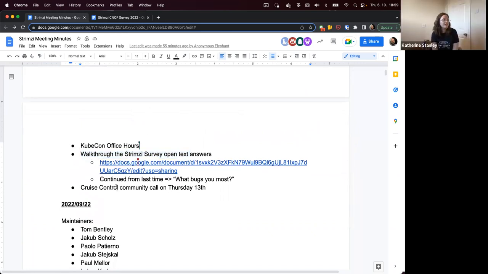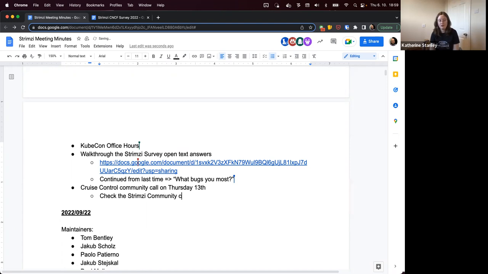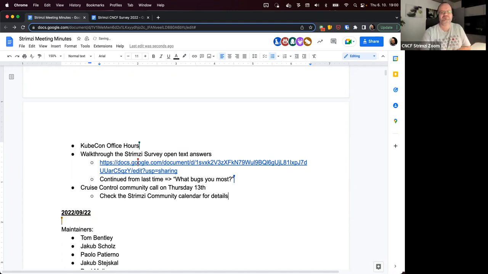And I added one more item, just for anyone who hadn't seen it: there's going to be a community call on Thursday next week, the 13th, I think, for a discussion of the current Cruise Control issues that people are working on and the status of them. So if anyone is interested in Cruise Control support in Strimzi and wants to get involved or hear about the current status, it's on the calendar. Yeah, thanks for pointing it out.